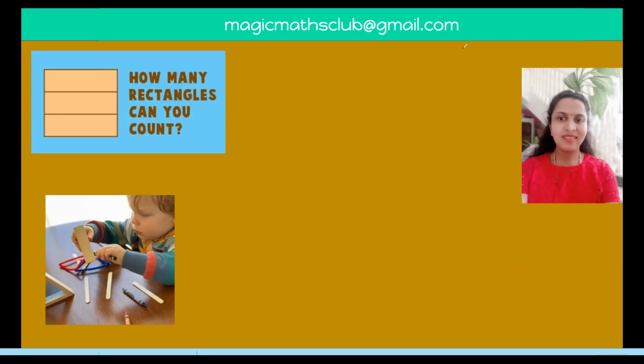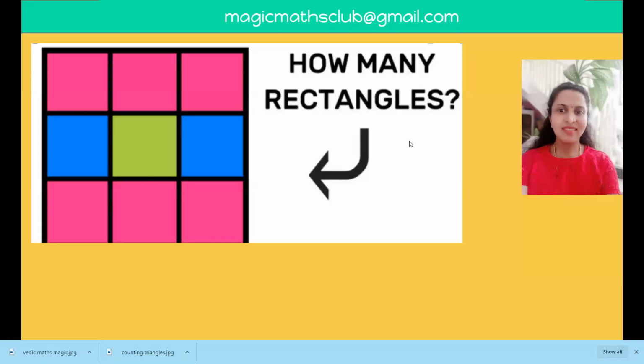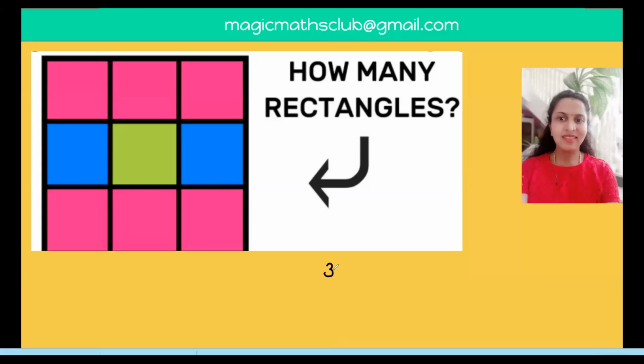Let's try the next question, where we have to find the number of triangles. So here you see this side is also 3 and this side is also 3. So it's a 3 into 3 grid. That means m is 3 and n is 3.